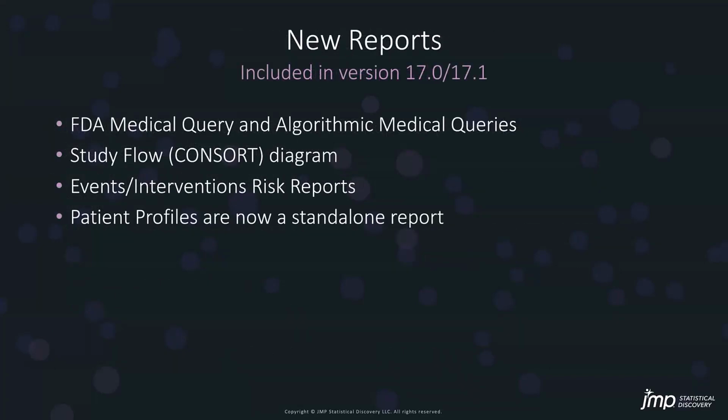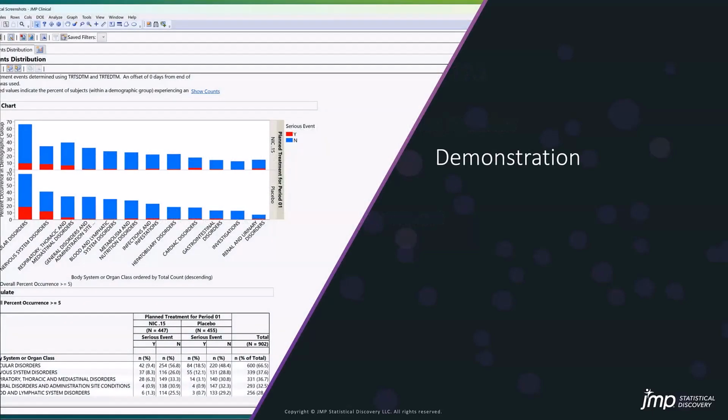We've got in 17, in this new product, the FDA medical query and algorithmic medical query. We have study flow diagrams, which is a new report. We have updated risk reports for events and interventions. And the patient profiles report is now a standalone report. And so I'm going to show all of that to you, but with a demonstration here.